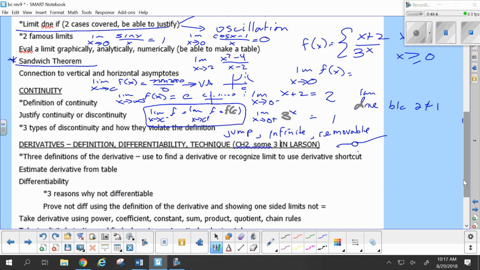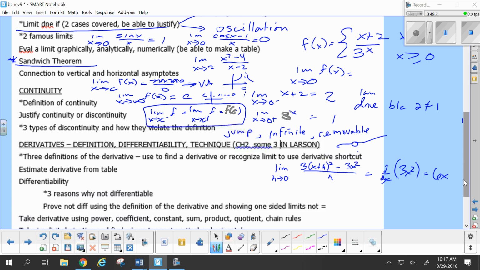All right. Derivatives. You should know the three definitions of the derivative: the first definition, the alternate definition, and the symmetric definition, and recognize them in limit form. So if you see something like the limit as h goes to 0 of (3(x plus h) squared minus 3x squared) over h, you would tell me that is? Yeah, it's the derivative of 3x squared, which is 6x.